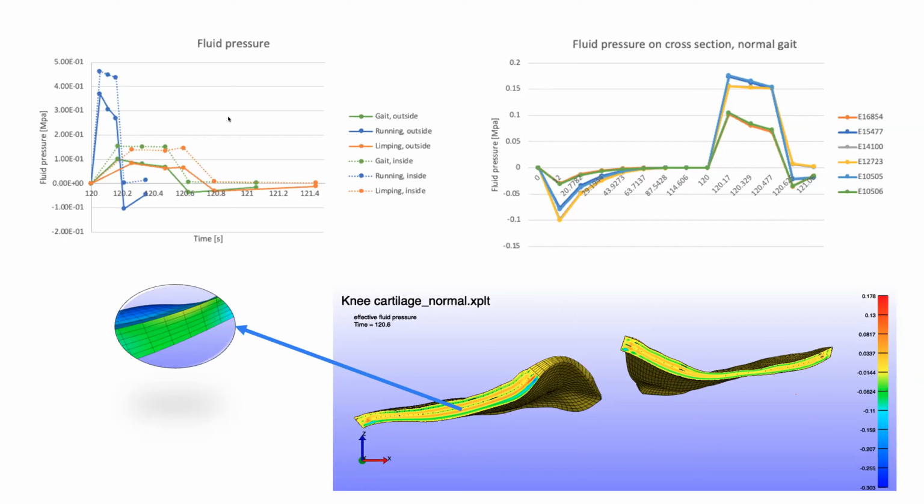And essentially, we used these values of the probe for the agent-based model. So the input of the agent-based model would come from each one of those graphs, where we can see that, for example, the peak fluid pressure is 0.3 for running and close to 0.1 for gait and limping.